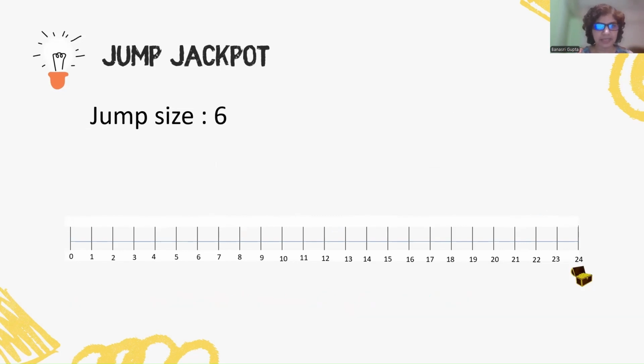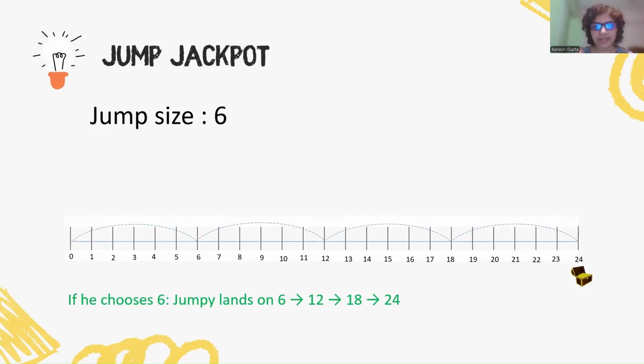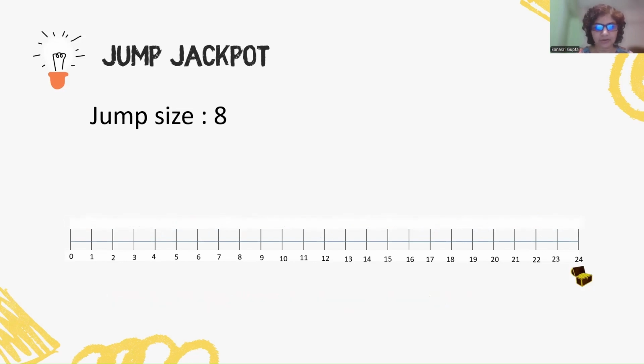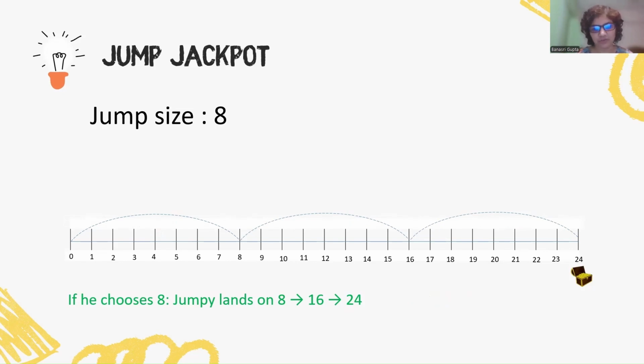Let us see some other jump sizes. If he chooses the jump size as 6, first he reaches 6, then 12, then 18, then again 24. So 6 is also a very good choice. So 6 lands on 6, 12, 18 and 24. 8, what happens with 8? For 8, Jumpy lands on 8, 16 and 24. So 8 is also a very good choice.